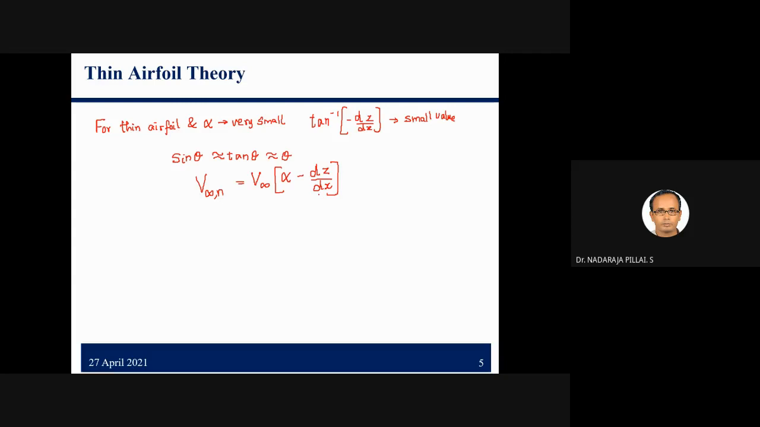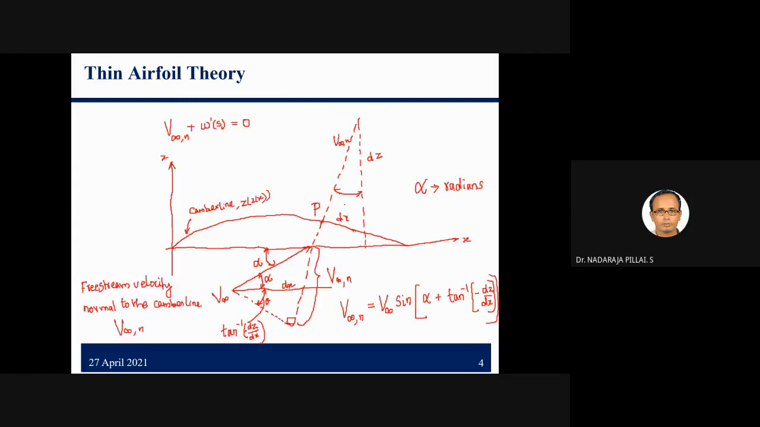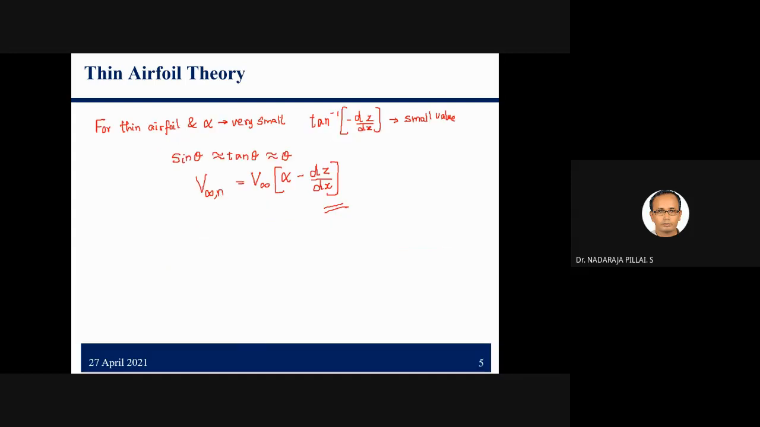Now let us develop the expression for w dash of s, right? Because you know very well that v infinity n plus w dash of s is equal to 0. So we have already calculated v infinity n, and we need to develop the expression for the w dash of s in terms of strength of vortex, right?